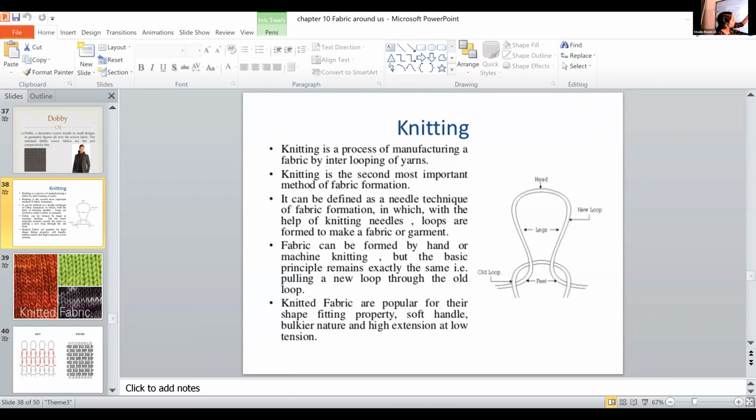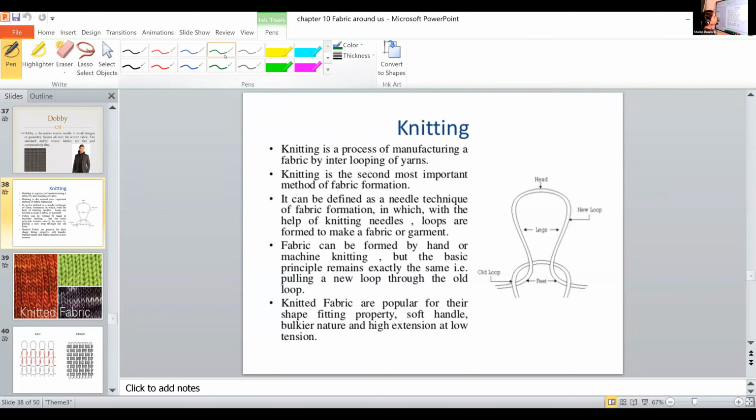Okay, in weaving, the warp and weft yarns are just interlaced to form a weaving pattern. In knitting, it is the same process but done with needles. The needles are mainly used to lock the fibers. In knitting, the fabric is made from interlocking loops. Knitting is a process of manufacturing a fabric by interlooping. It is a difference. In weaving, it is interlacing, which means the weft and warp yarns are taken and interlaced together. That is weaving. In knitting, the fabric is manufactured by interlooping of yarns.